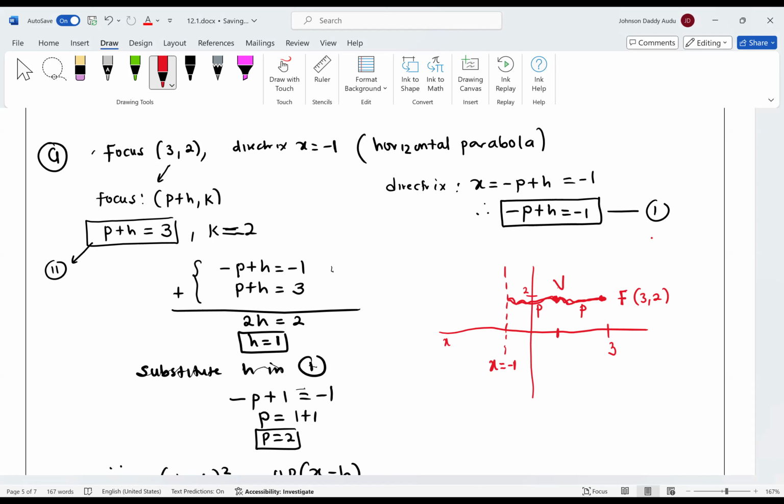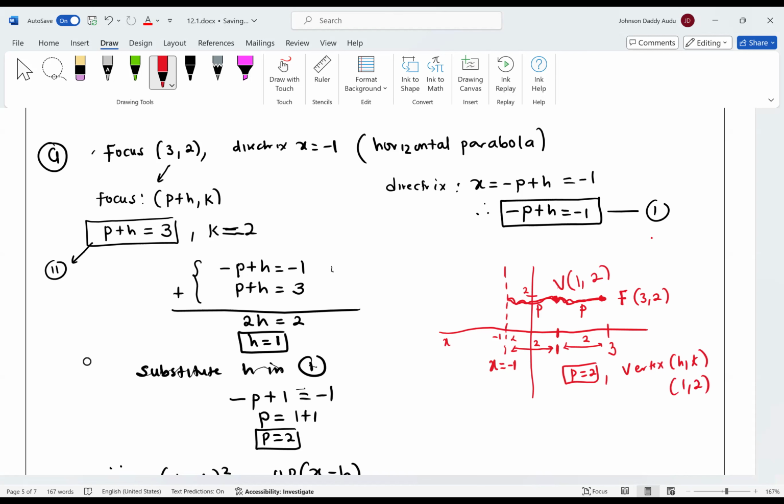So what is the distance going to be? It's going to be 2, because the distance from here to here is 2, right? Also, the distance from 1 to minus 1 is also going to be 2. So it means p is equal to 2. And what will be our vertex? (h, k). h is already known. So this vertex is going to be h is 1, and k is the y value, which is still the same as 2. So the vertex is just going to be (1, 2), and you're done.